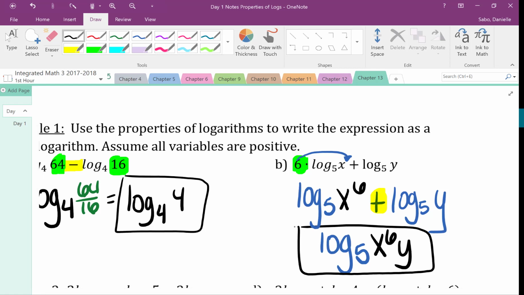This is kind of making your brain do the reverse of what we did for exponents, because again, when we multiply them, we're going to add them together, but now we're doing the reverse. When we're adding, we're going to multiply. That's why they're inverses of each other.